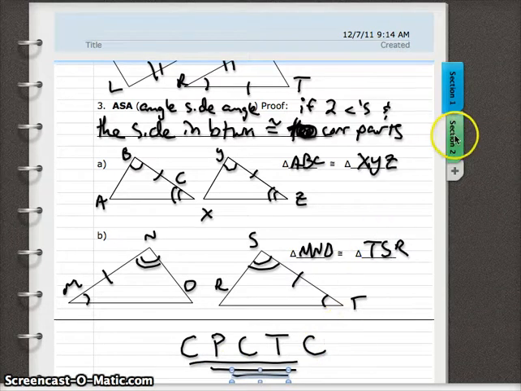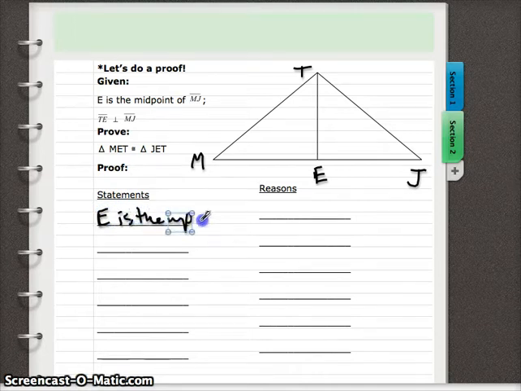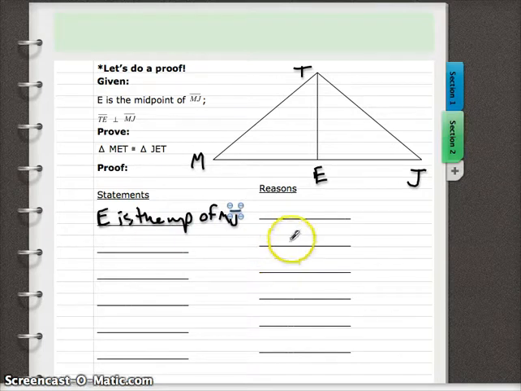Let's try and do a proof real quick. So here we got 2 triangles. We're given a statement. We always start with our given statement. So just rewrite it. E is the midpoint of MJ. We may have to continue this video in a second. I'm running out of time.